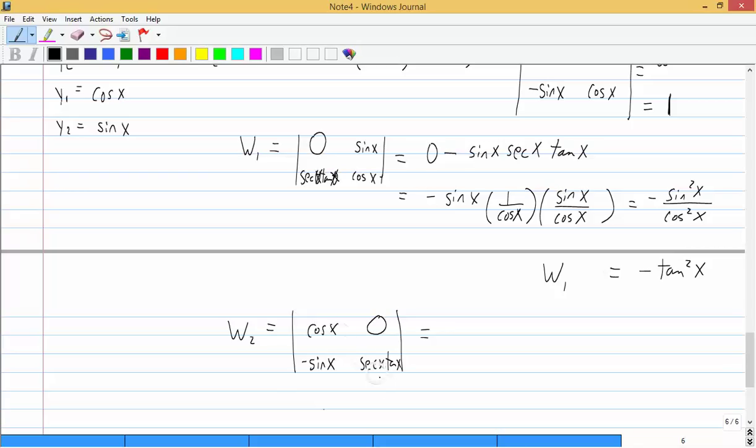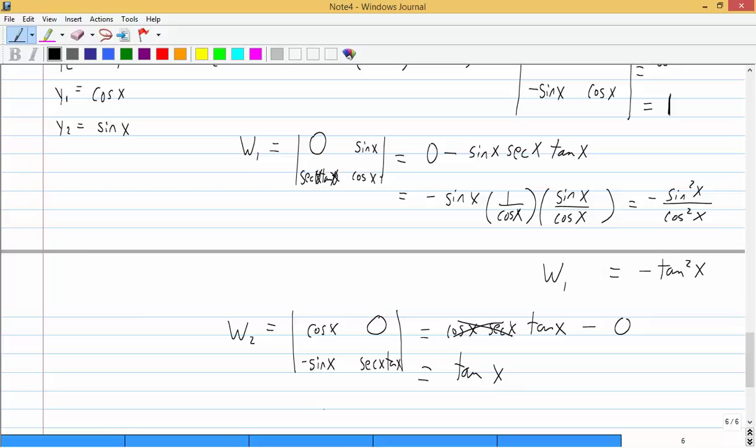So let's evaluate this determinant. So that's going to be cosine x times secant x times tangent x minus 0. Anytime you multiply two reciprocal trig functions together, you get 1. Right, because cosine x times secant x, that will be cosine x times 1 over cosine x. So those two cancel out and just leave me with tangent x.